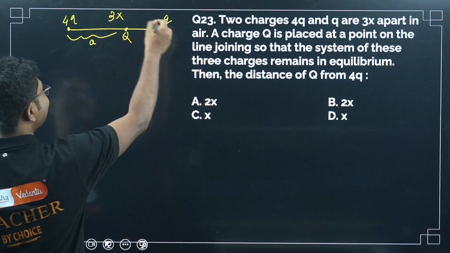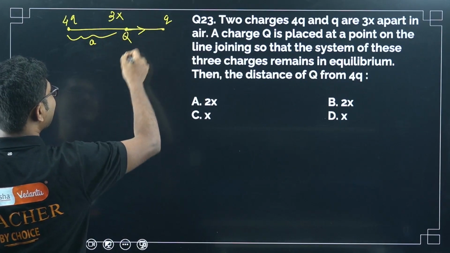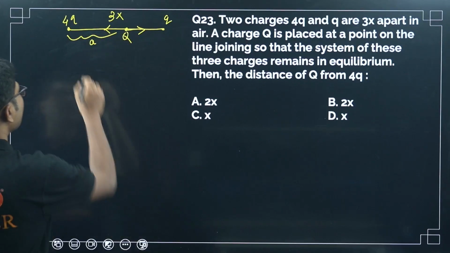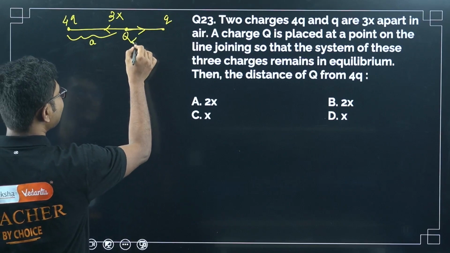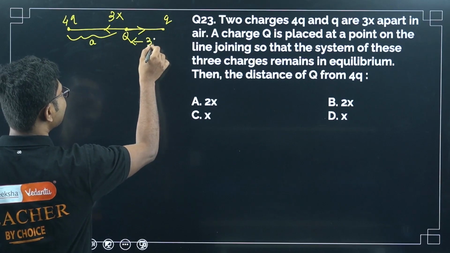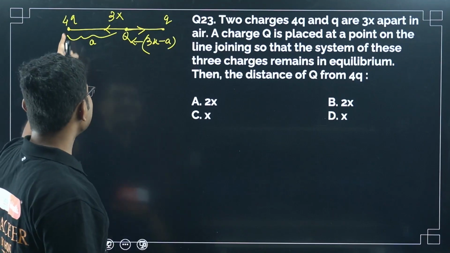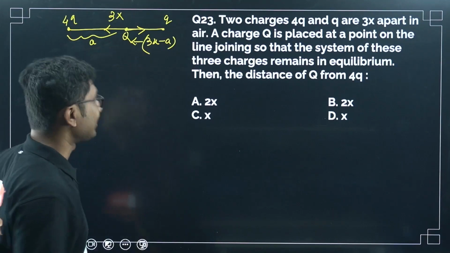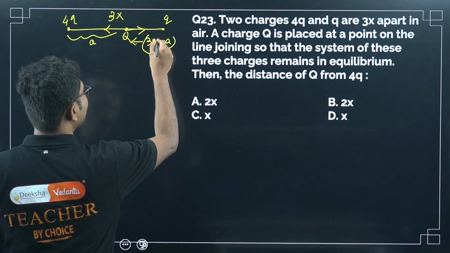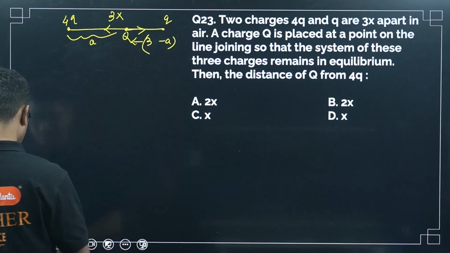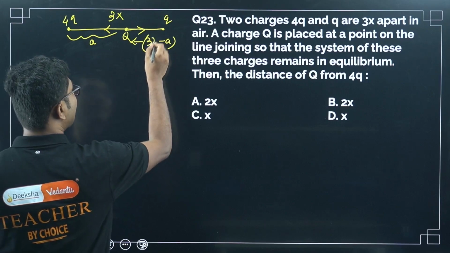So this charge will attract it in this direction, and this charge will attract it in this direction. If this distance is A, what is this distance? This distance will be 3x minus A. So this distance is A, and this distance is 3x minus A. Total distance is 3x, and Q is kept between the charges, not along the line at any point, so it is kept exactly somewhere between.